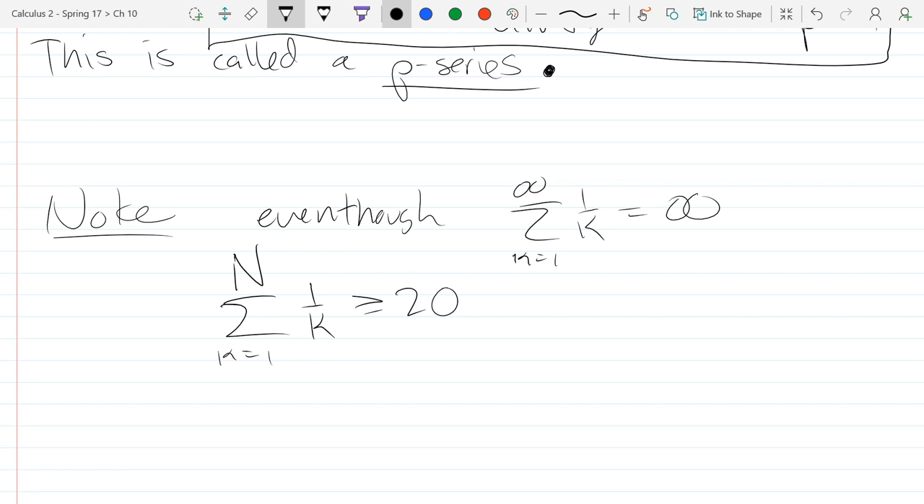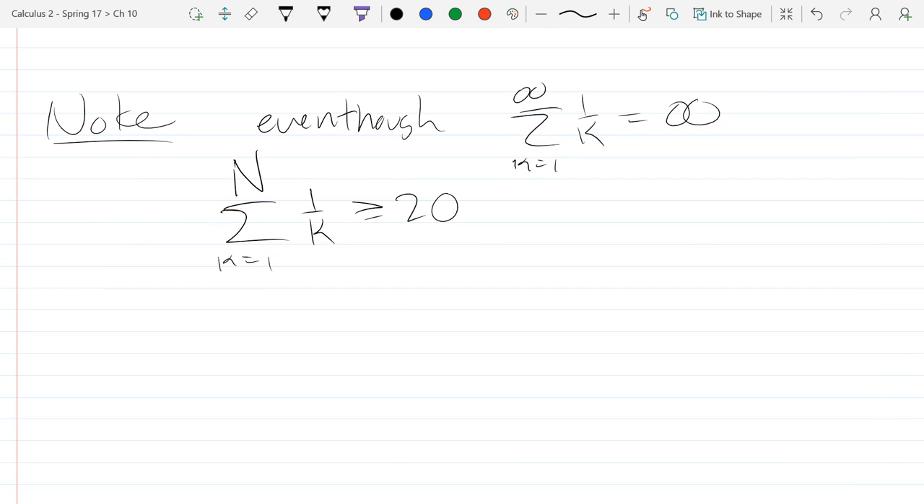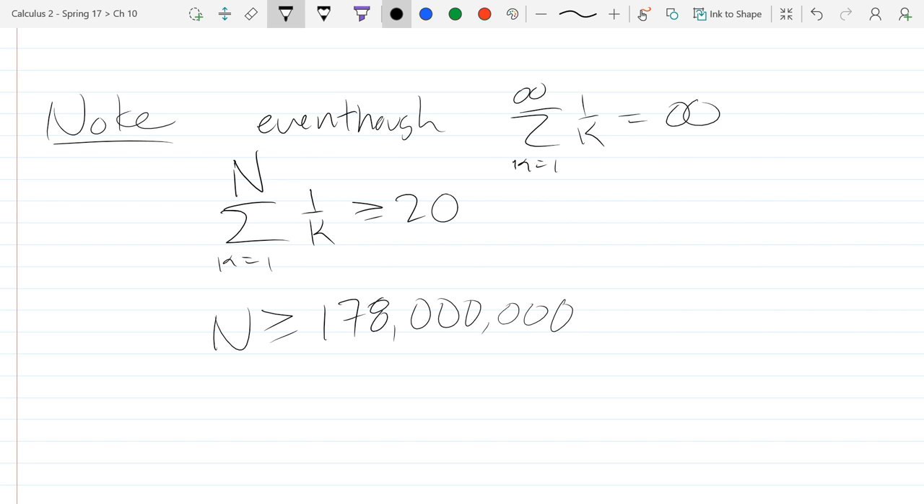how many terms do you think you need to go to get bigger than 20? So the first term's 1, the next term's a half, then a third, then a fourth. So you've got to go for a little while before you even hit 2. Thinking about 3, you have to go quite a bit further because your terms keep getting smaller. So in order to actually hit 20, you need to go past 178 million. And you can use an integral to see how far you would have to integrate the 1 over x function to hit 20.